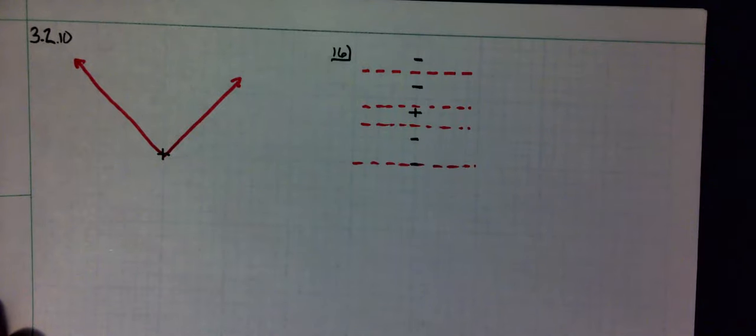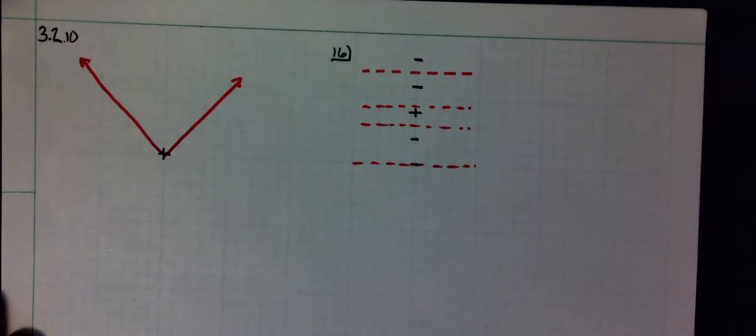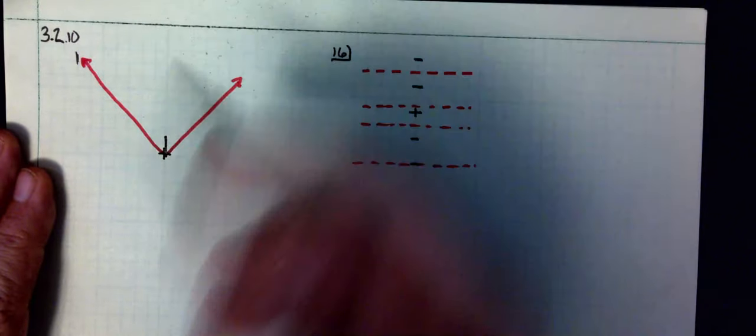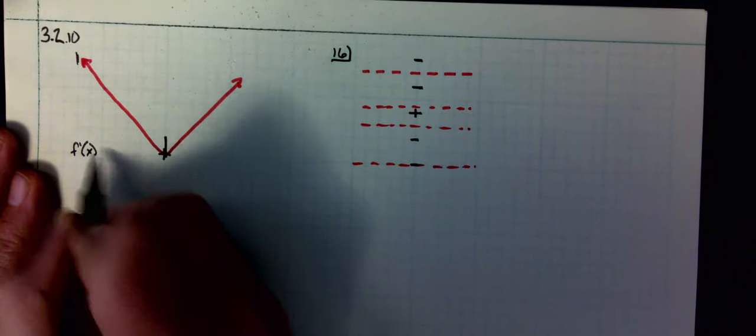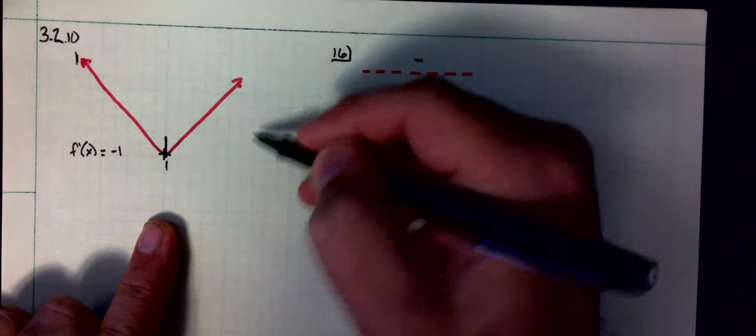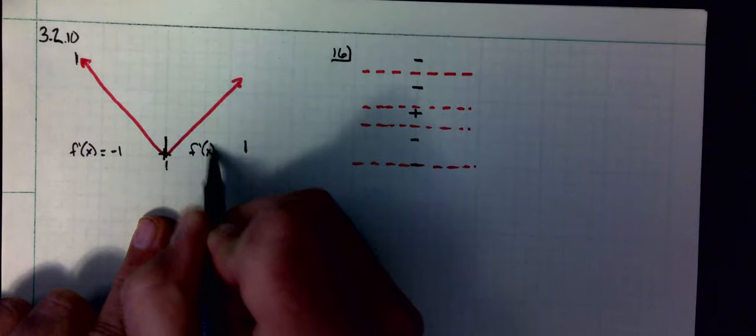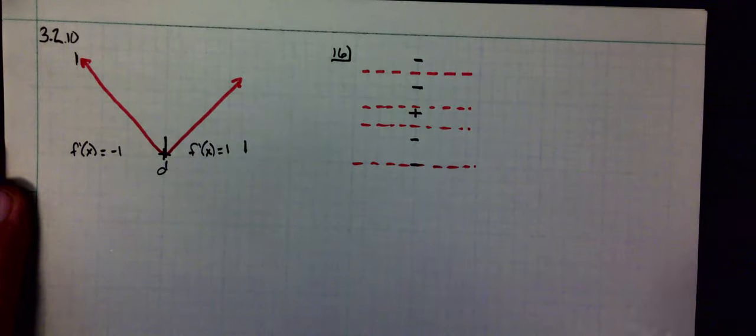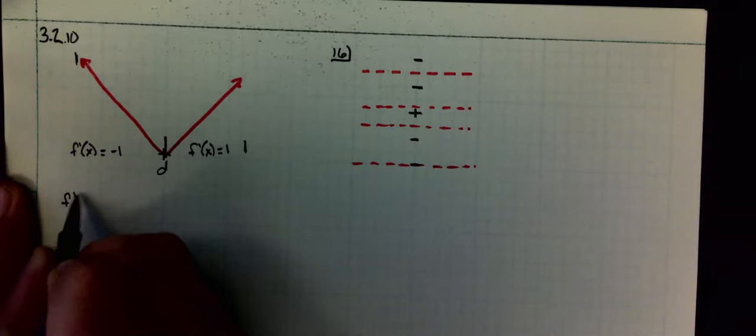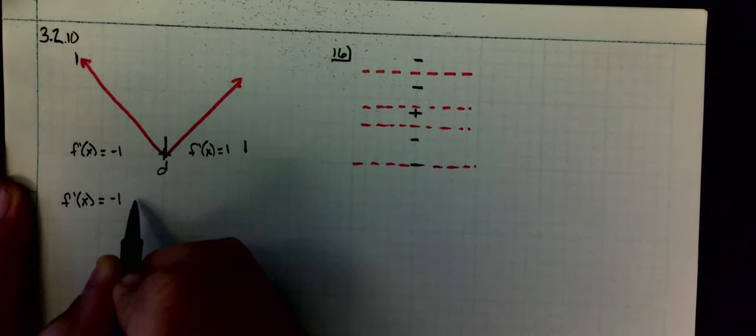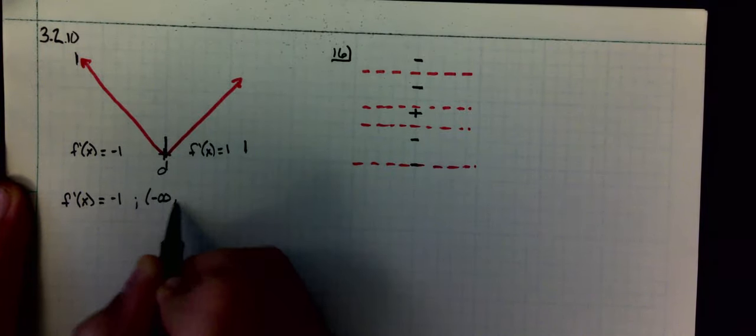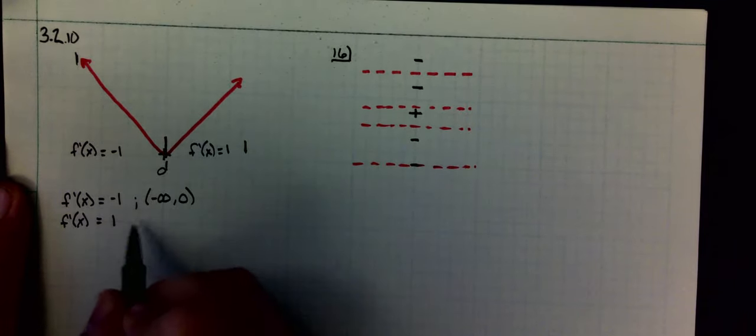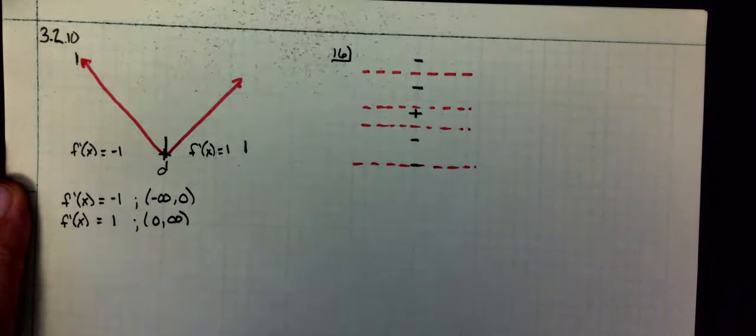For the first one, problem number 10, it says to use the graph of the absolute value of x to find the derivative. Well, from here to here, my derivative is equal to negative 1. From here to here, my derivative is equal to 1. And exactly at zero, my derivative does not exist. So what I'm going to do is say f prime of x equals -1 on the interval negative infinity to 0, and f prime of x equals 1 on the interval 0 to infinity.